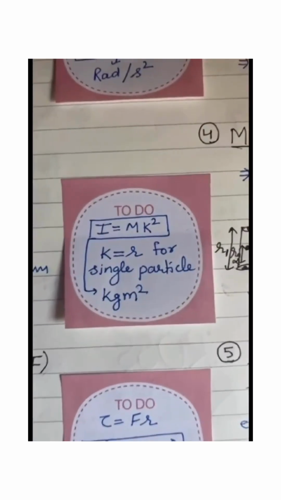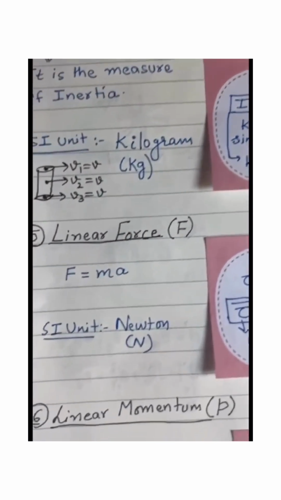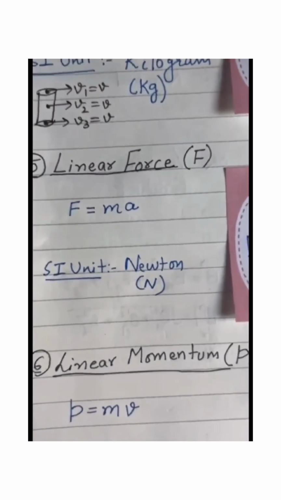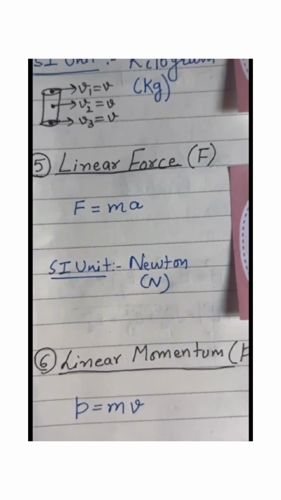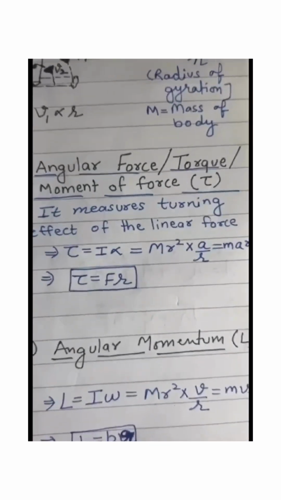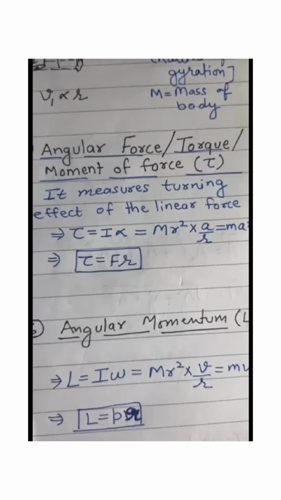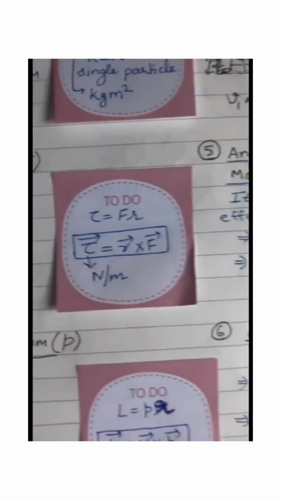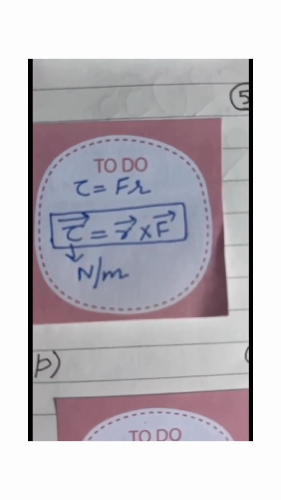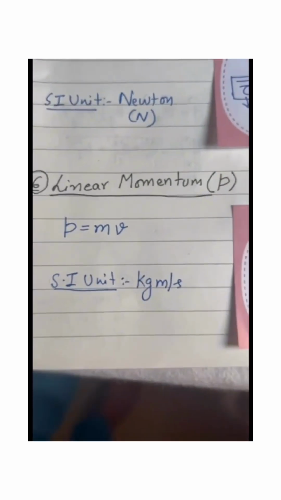The next term is the analogy between linear force and angular force, which is called torque or the moment of force. Again, by analogy of F equals ma, torque will be I alpha, and by substituting the values of I and alpha, we will be able to find the relation between torque and force, which is F into R.